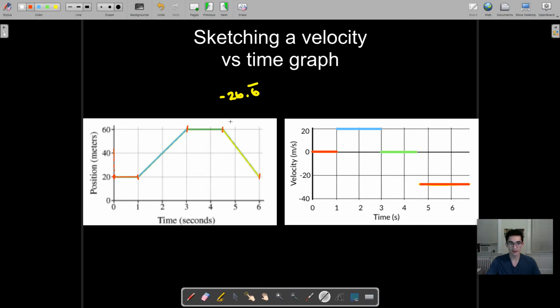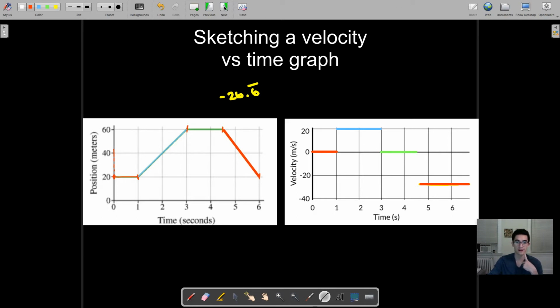This is what it's going to look like. All right, I'm going to make this interval red again. All right, so that's roughly where negative 26.6 meters per second is. We don't have to be super precise on it, but not quite halfway between negative 20 and negative 40. Okay, so that is our velocity versus time graph.